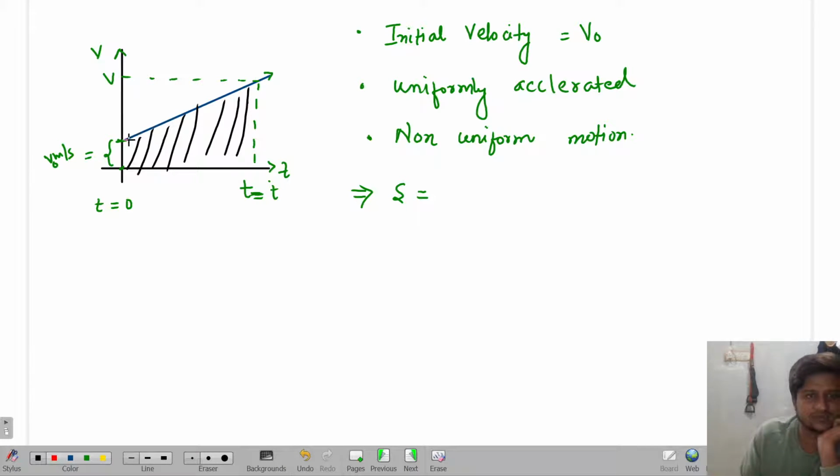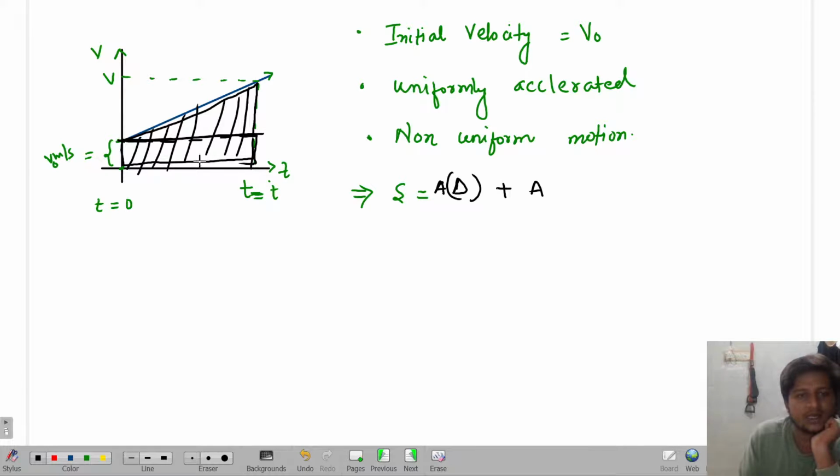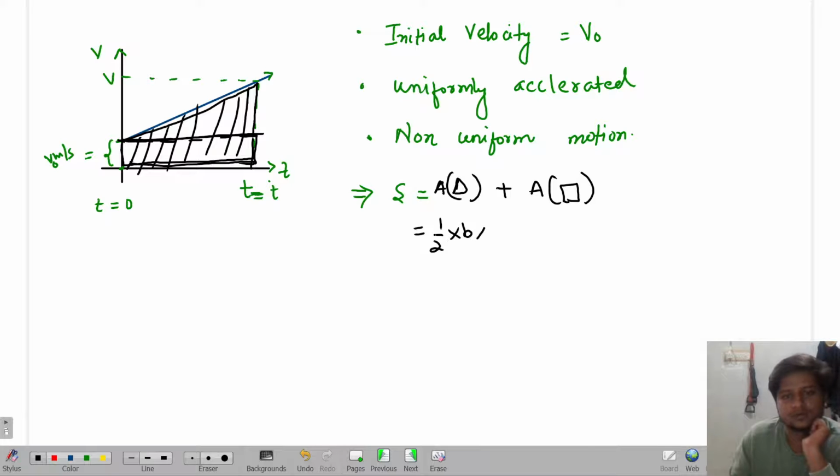Now what will be this displacement? Simple, yes or no? This displacement will be the sum of the area of this triangle plus the area of this rectangle, or not? Tell me yes or no. This whole area can be divided into two parts: one, the area of this triangle, and the other, the area of this rectangle. Got it or not? So the area of a triangle is what? Half base into height, plus the area of a rectangle is what?